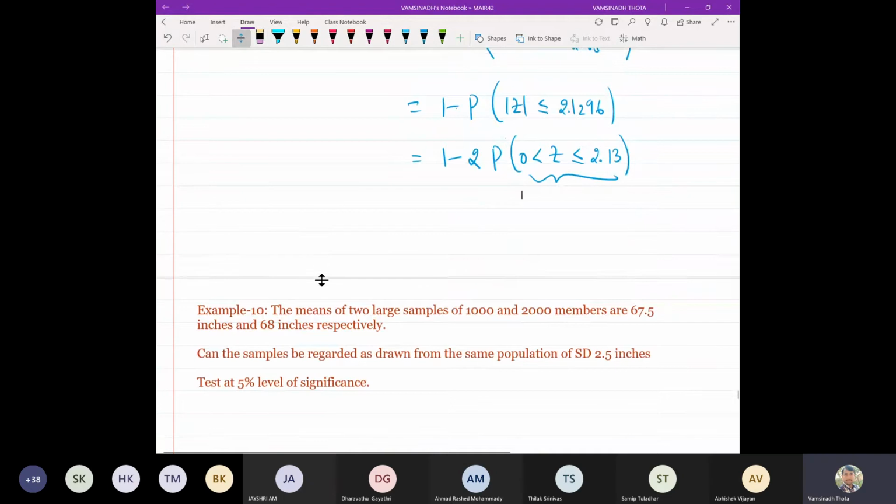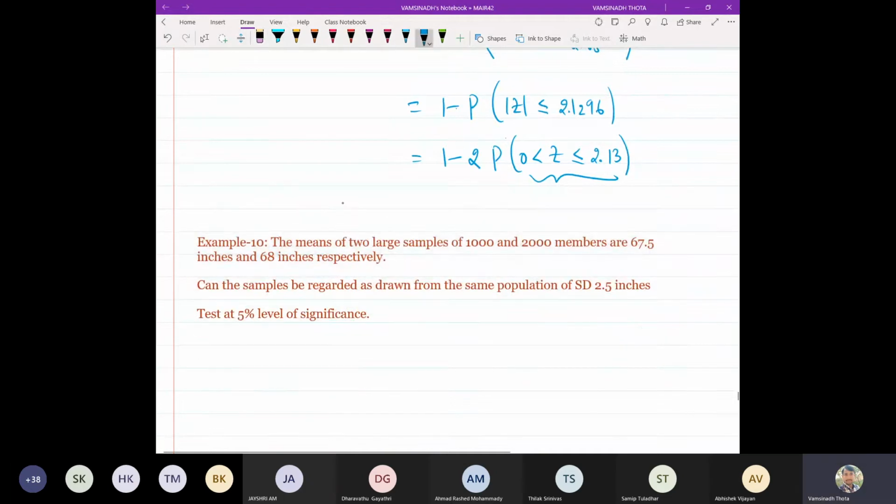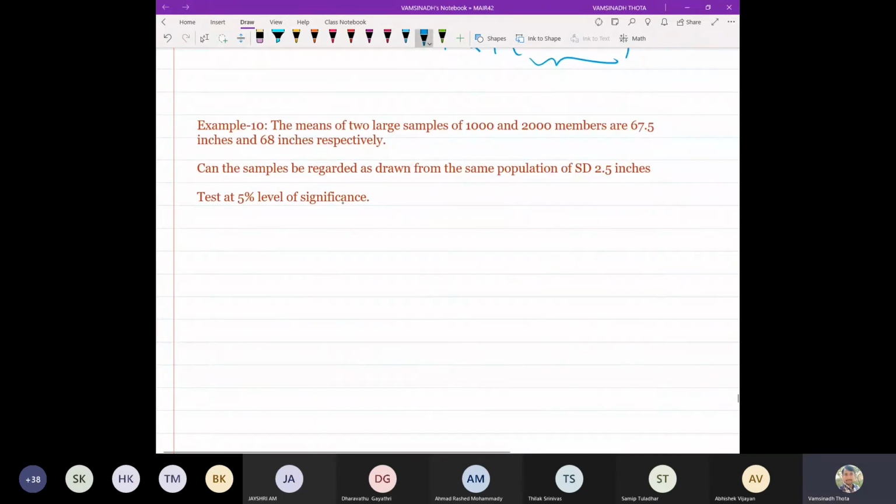Okay. Now let us go to another example. The means of two large samples of 1,000 and 2,000 members are 67.5 inches and 68 inches. Can the samples be regarded as drawn from the same population of standard deviation 2.5 inches? So what actually we need to check here.